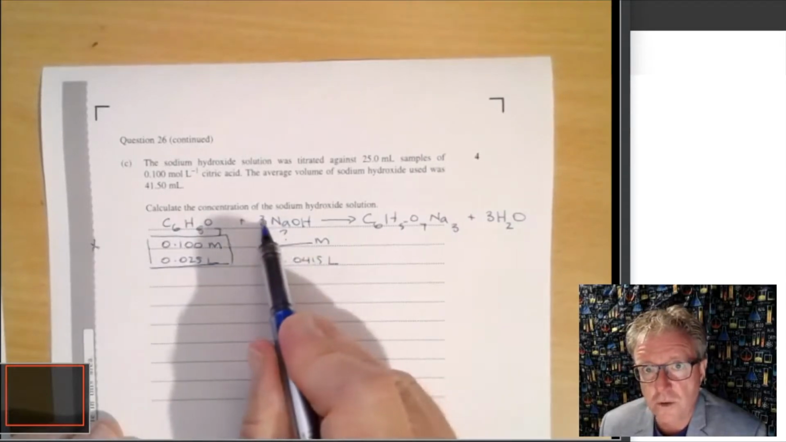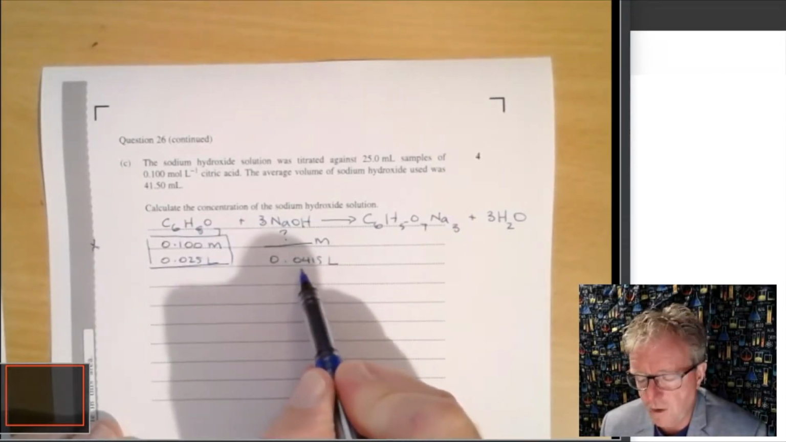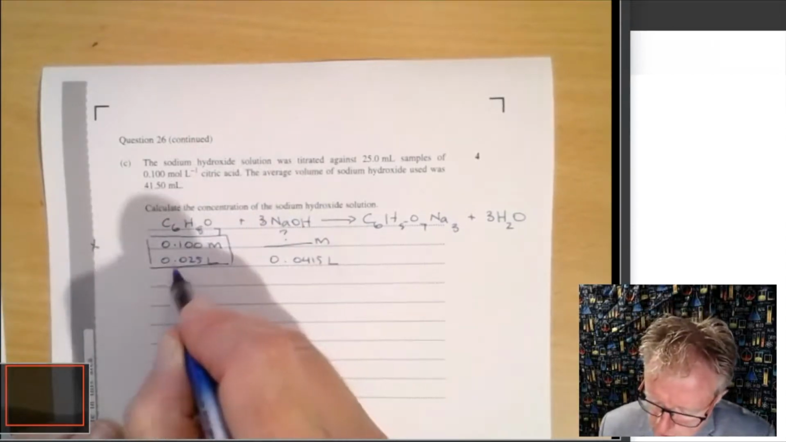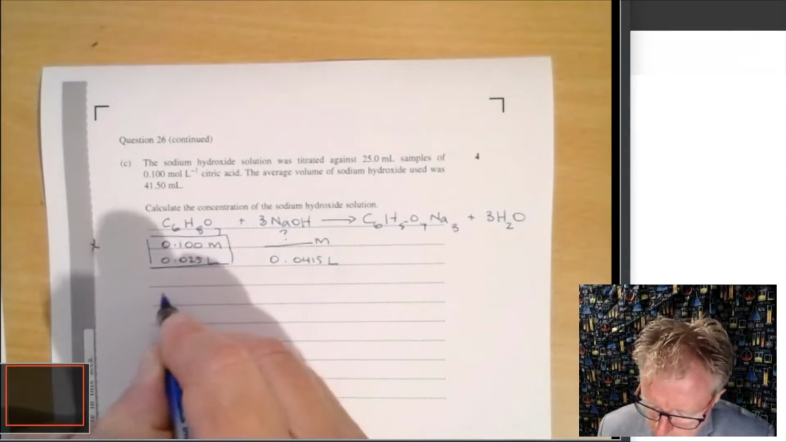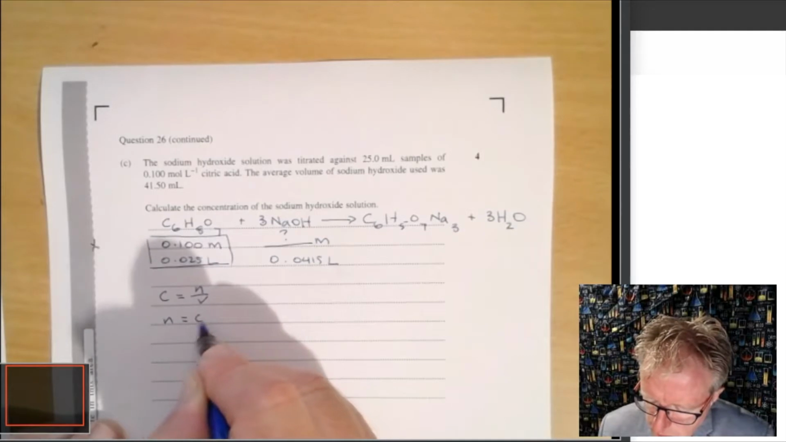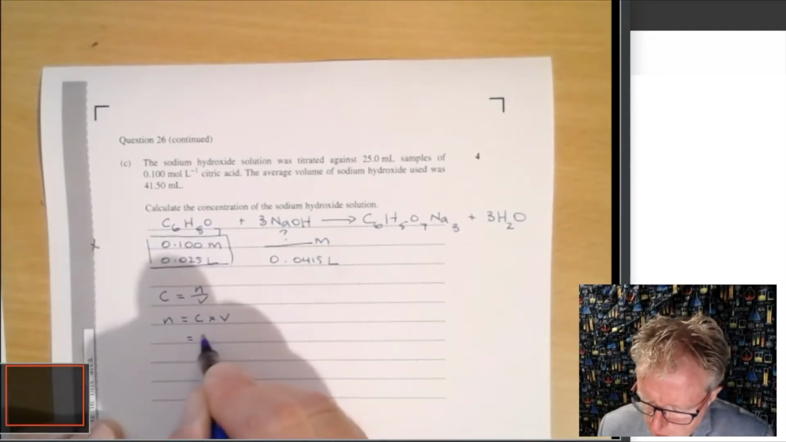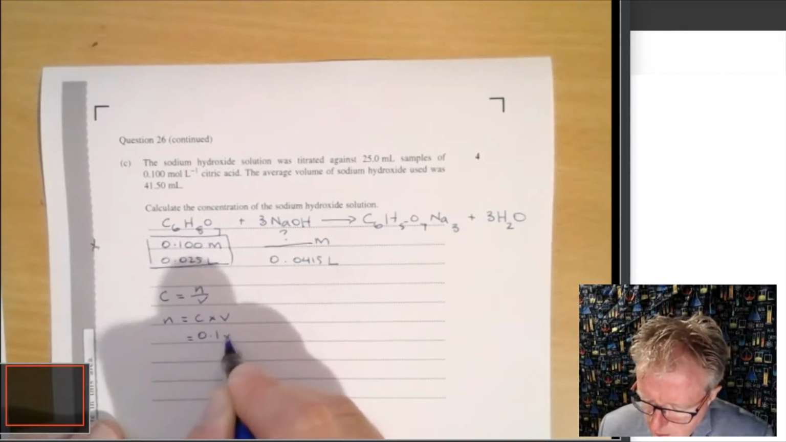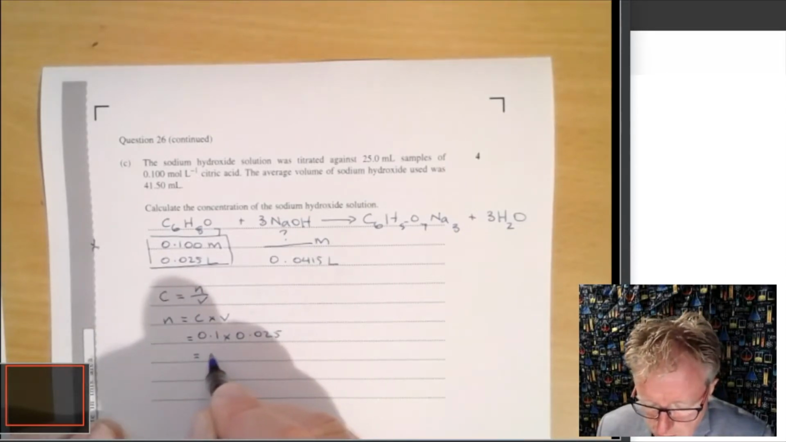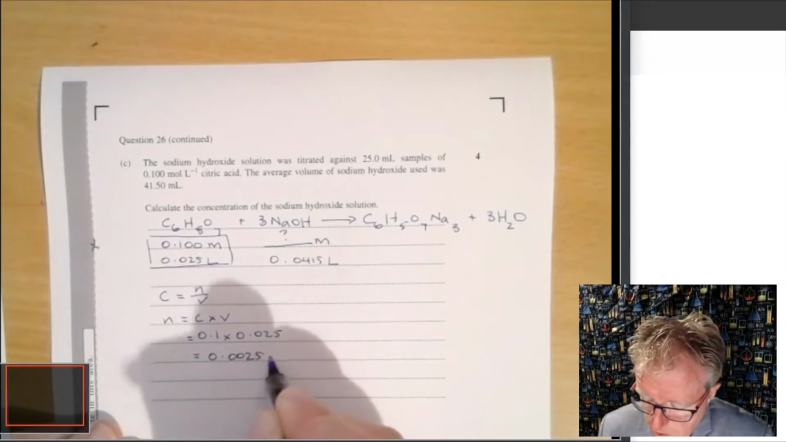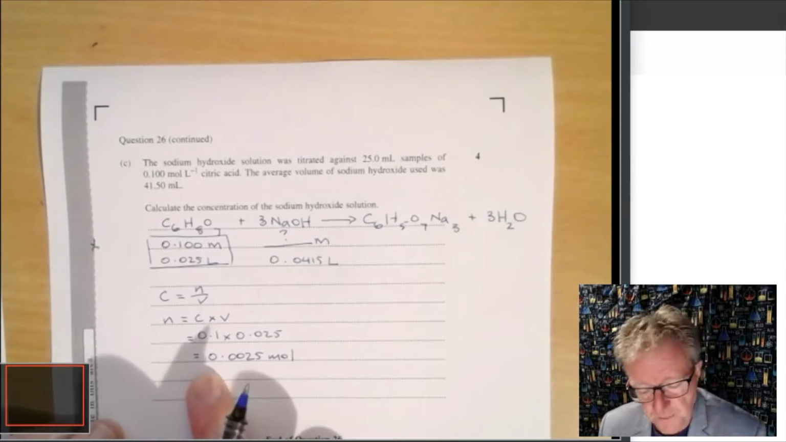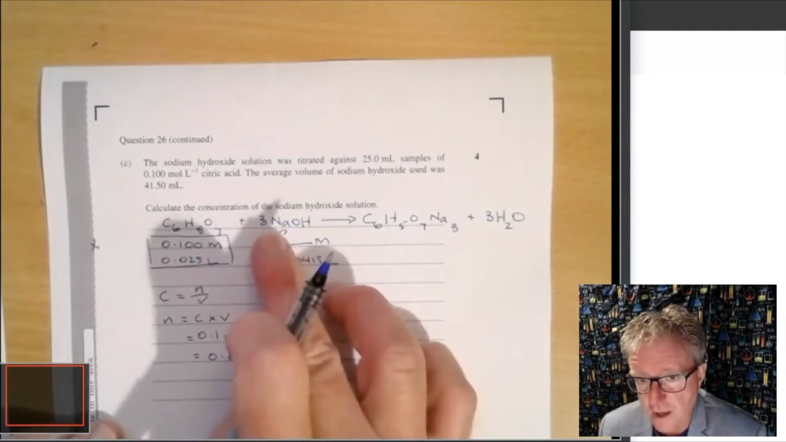Once we know the number of moles, of course, we can use that with the volume to work out its concentration. So let's do the calculations. The formula is C equals n over V, so the number of moles is equal to concentration times volume. The concentration that we had was 0.1 and the volume was 0.025. When we times those together, we get 0.0025 moles.